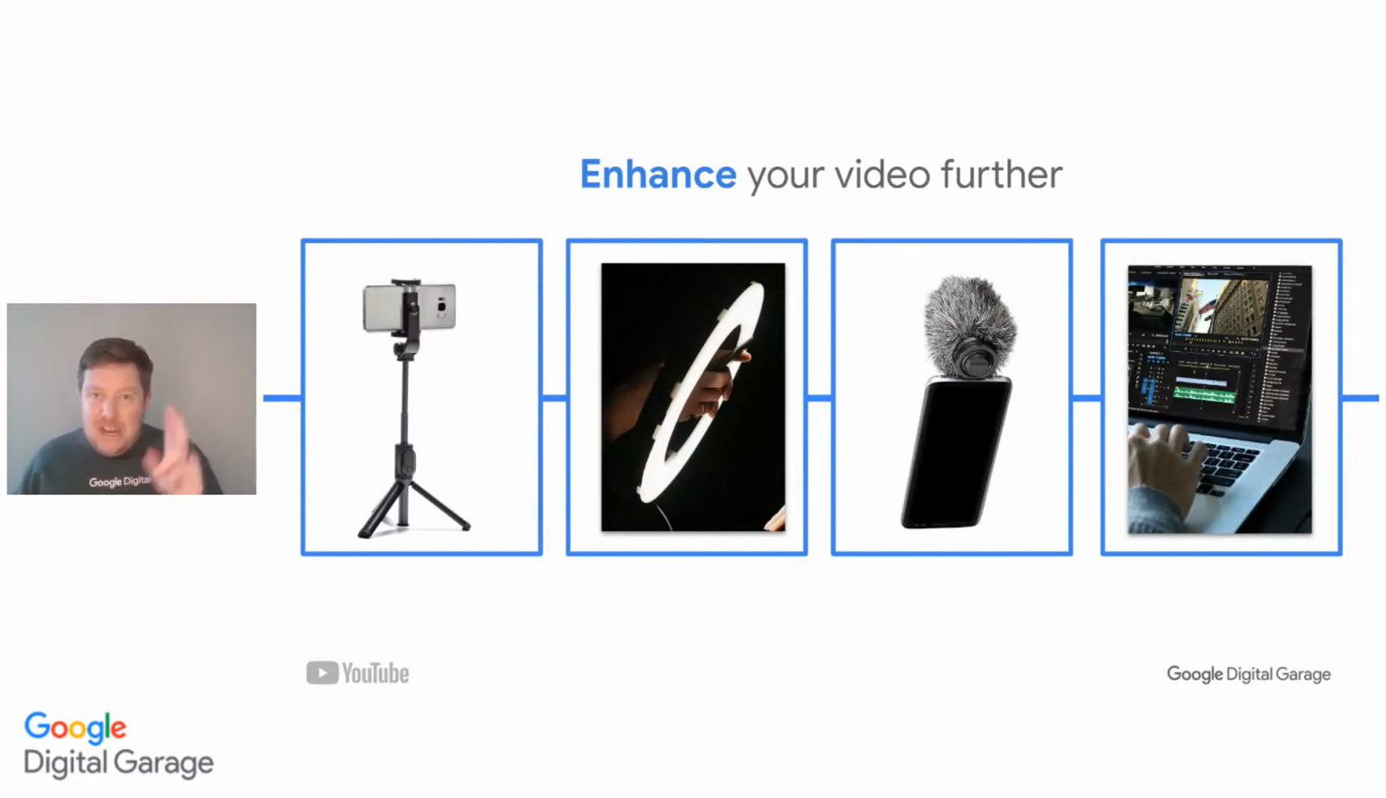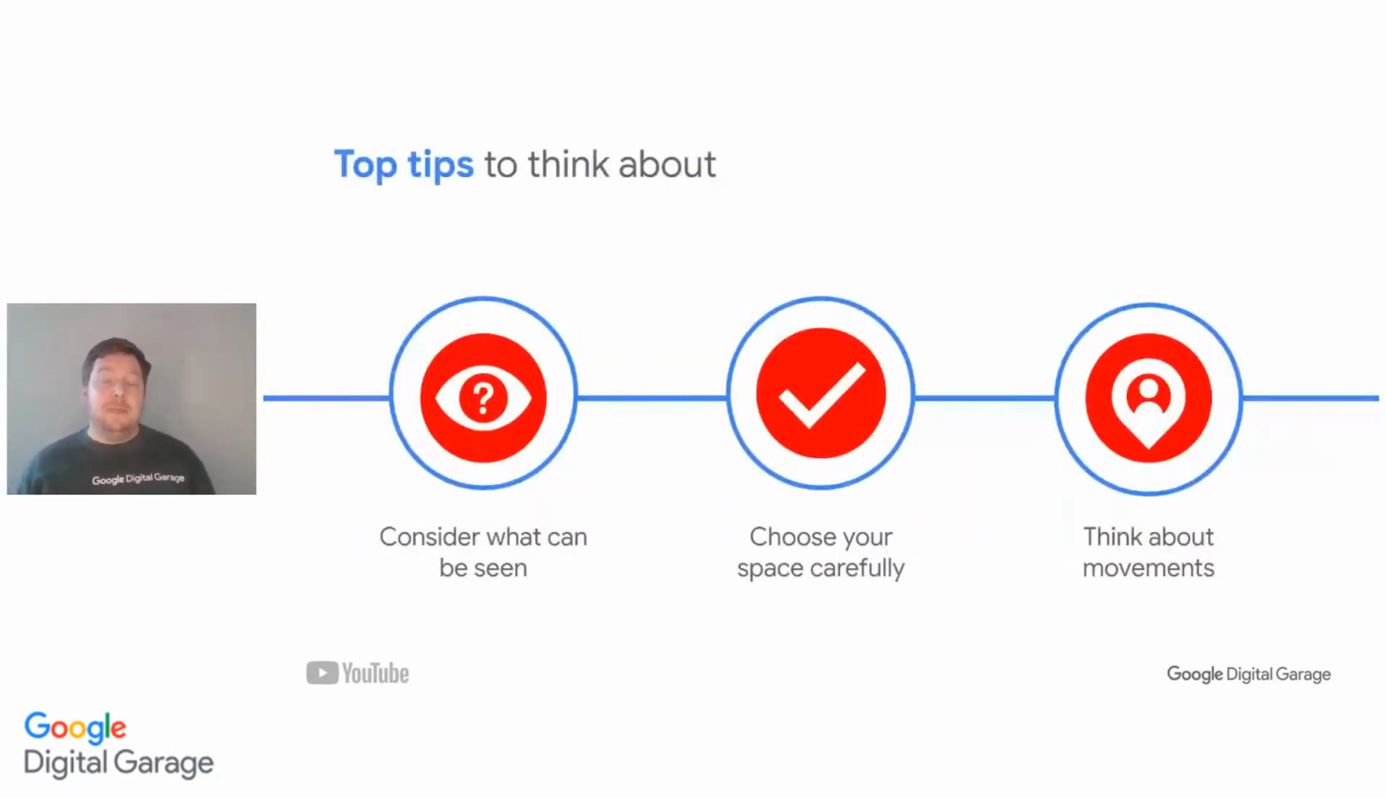You don't need to be professional. You don't need to have a boom mic and a big stand that zooms in and out. Think what you've got, what you can do. Even just use the sun when it's out. And these sorts of things will then start to give you optimum opportunities to enhance your video content further. Consider what can be seen.